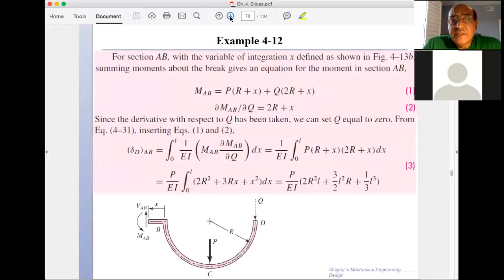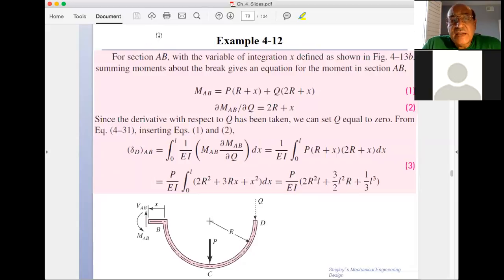So very simple. And this is the moment here in equation 1. Before we enter into the integrations, we need not only the moment, but we need the derivative of the moment with respect to the force at the desired point. And the force at the desired point is Q. So we take the derivative with respect to Q, and that gives us 2R plus X.